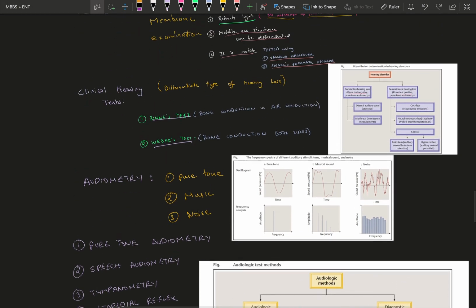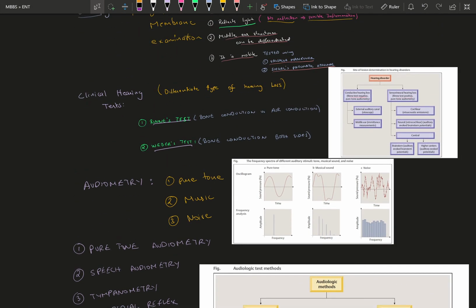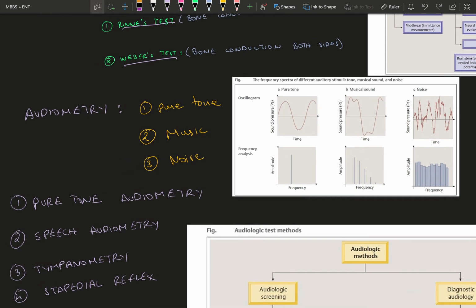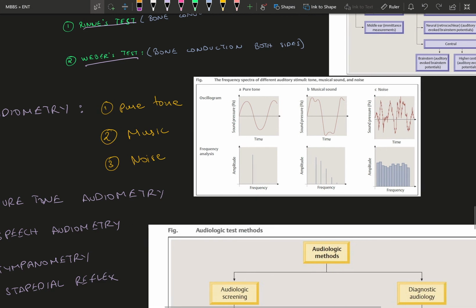And what happens in audiometry is a frequency of sound is sent at different amplitudes, and the exact level of the hearing of a person is plotted on a graph, and this is much more accurate compared to these Rinne's and Weber's tests. It works on a similar pattern, and more details of that will be covered in the next video.